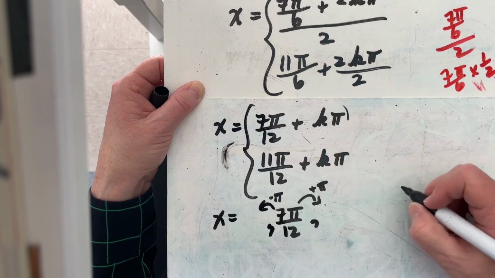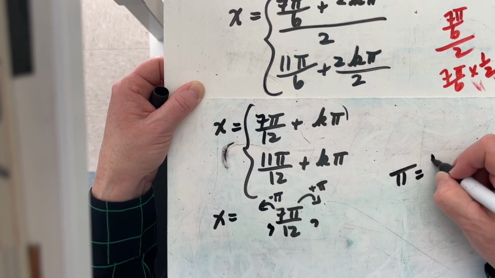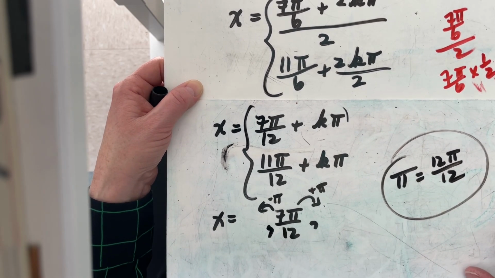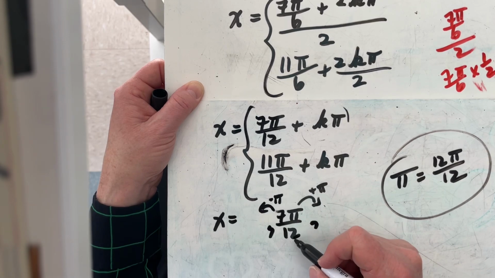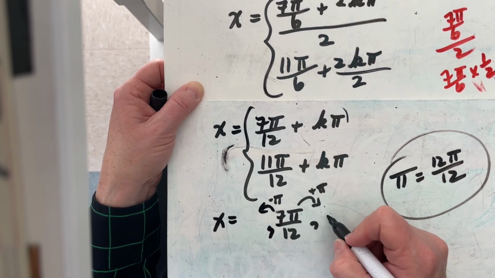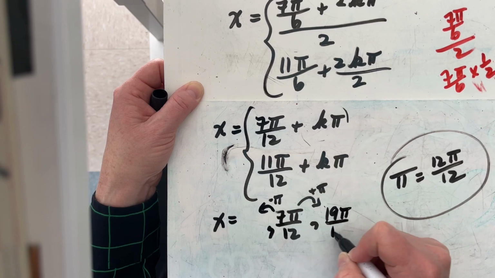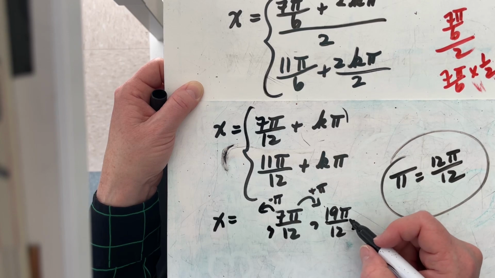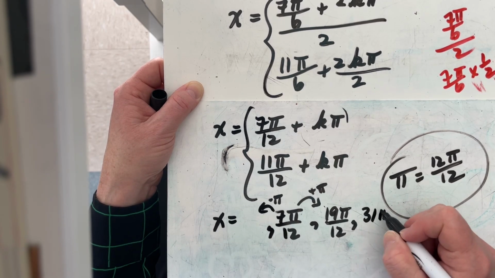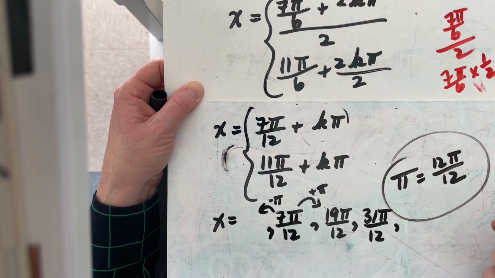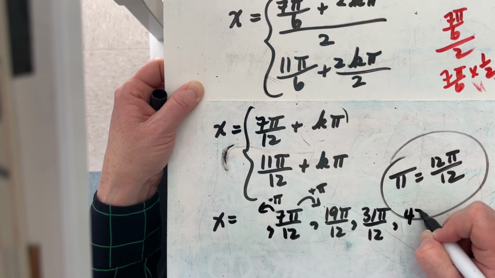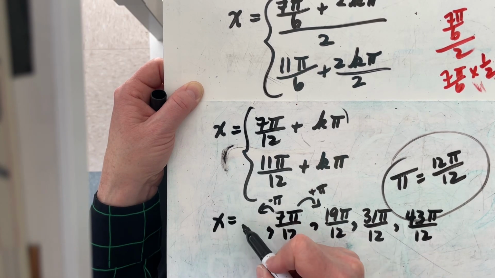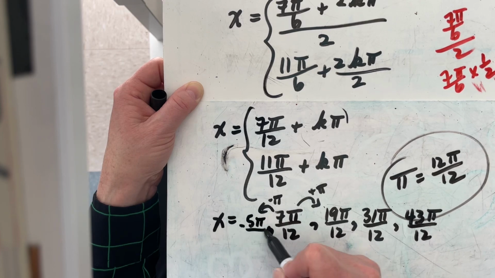So 7 pi over 12, pi is the same as 12 pi over 12. Just looking for an equivalent fraction because as we add, we need a common denominator. So we're going to keep on adding 12 pi over 12. So the next one would be 19 pi over 12. Next one again, add 12 pi over 12 again, 31 pi over 12. And so on, keep on going. The next one would be 43 pi over 12. I'll stop there for now. If we subtract pi, we're going to have negative 5 pi over 12.